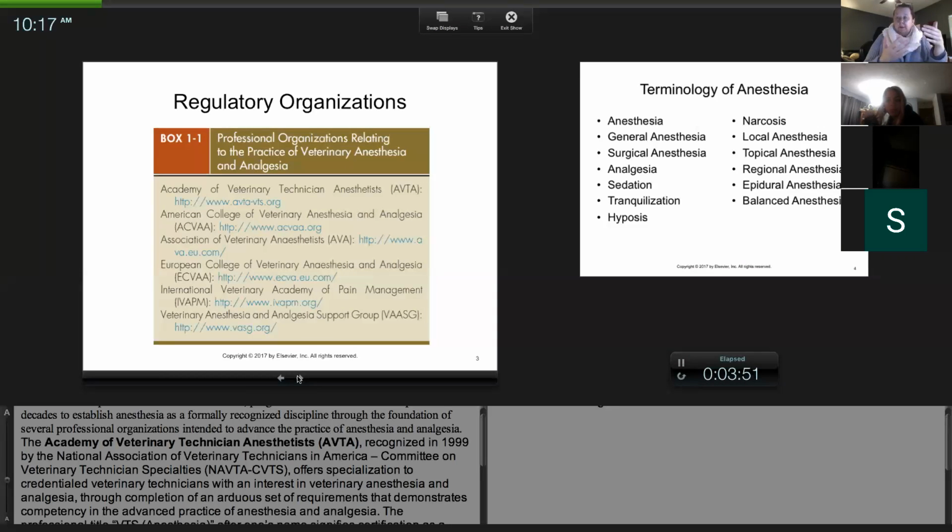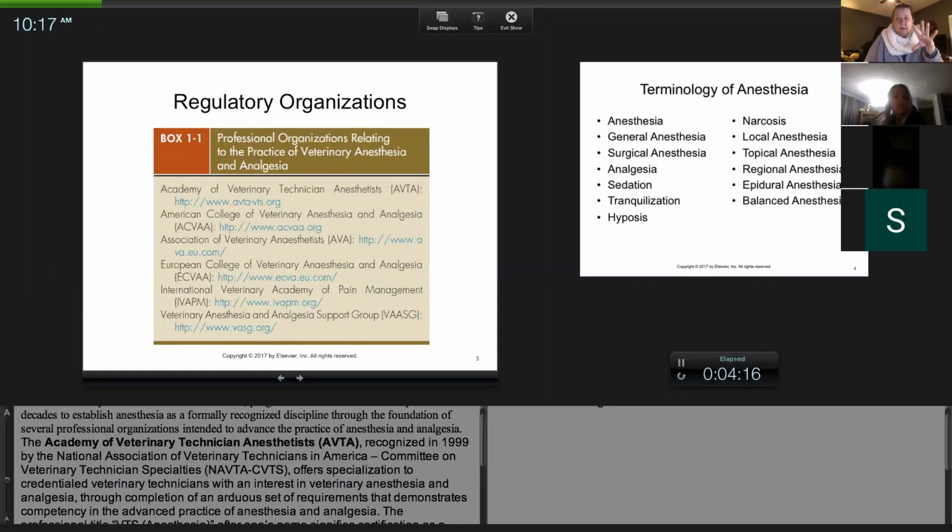But there is an agency for techs. There's also veterinary anesthetists, so the Academy of Veterinary Anesthesiologists. There is the Pain Management Association. This website here at the bottom says www.vasg.org. It's the Veterinary Anesthesia Analgesia Support Group.